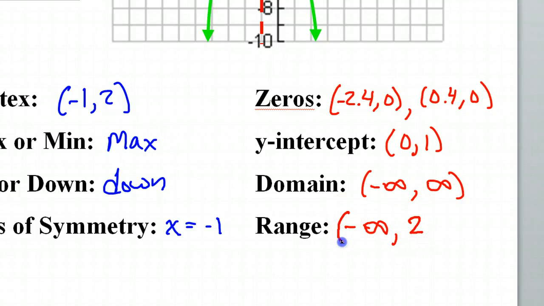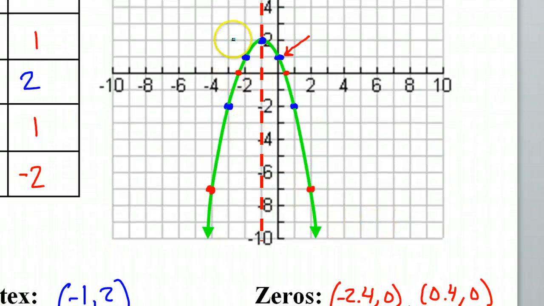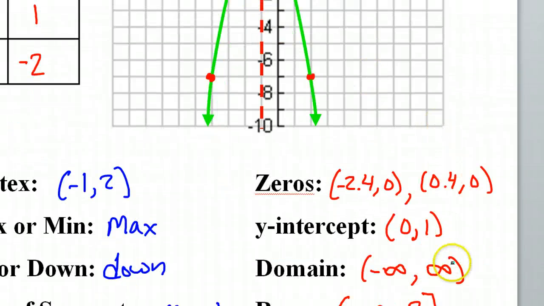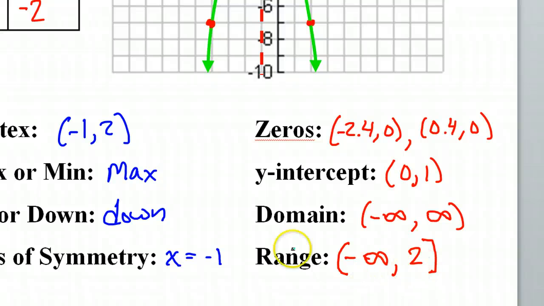The infinity always gets the round parentheses because you can never attain infinity. So we use the round to show that you can't include the infinity, you can't reach it. The 2, on the other hand, the parabola has no trouble reaching 2, so the 2 is included in the set, and we show that with a square bracket. You can even see the 2 is right there in part of the vertex, so it definitely got included.